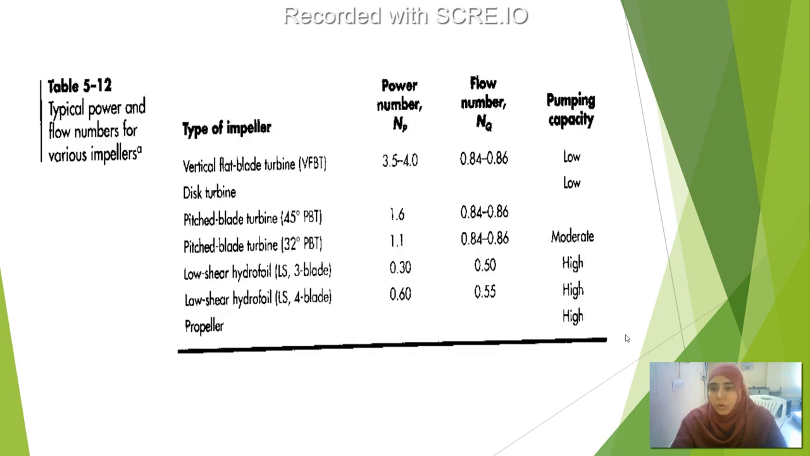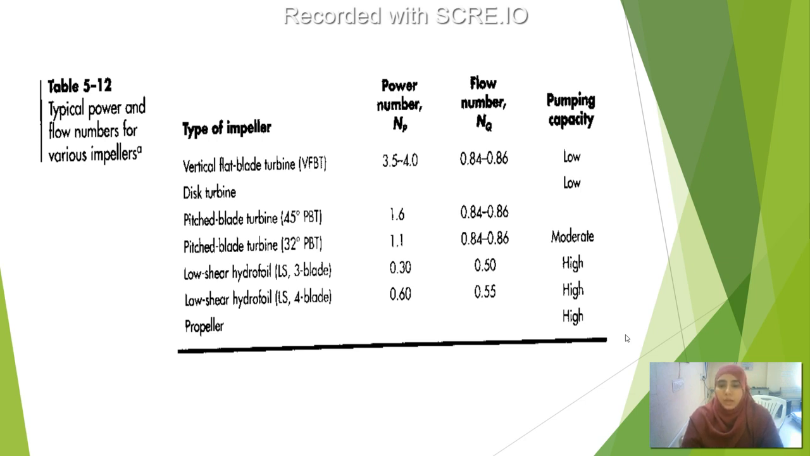And these are also types of impellers with power number, flow number and pumping capacities. Here you can see vertical flat blade turbines having a power number of 3.524 and flow number is 0.84 to 0.86 and pumping capacity is low. So pitched blade turbines, its angle is 40 degrees, and the power number is 1.6 and flow number is 0.84 to 0.86.